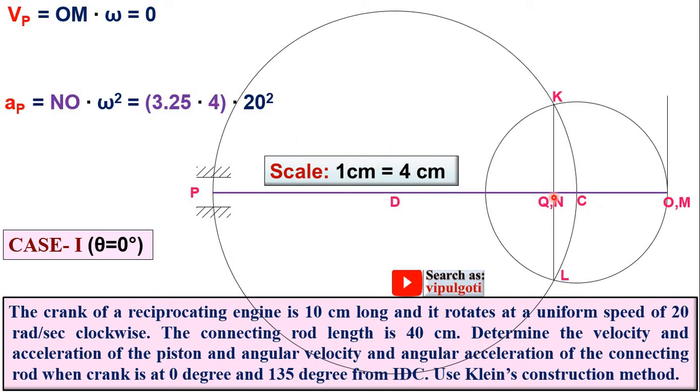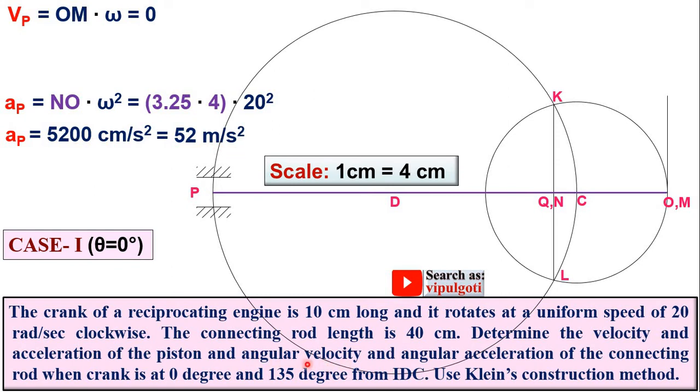So it will be 3.25 centimeter multiplied by scale. So keep in mind that whatever the dimension from the Klein's construction may be, it should be multiplied by the scale, and then once again multiplied by omega square, and omega is given to you as 20 radian per second, so it will be 20 square. If you simplify, then you will get acceleration of the piston as 5200 centimeter per second square, because you have taken the scale as centimeter. Now divide by 100, then you will get it in meter per second square.